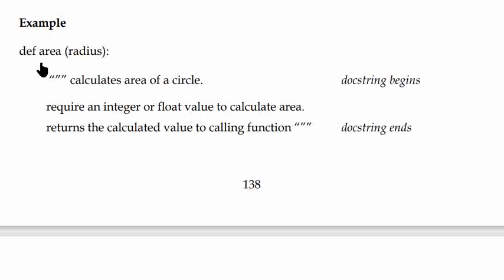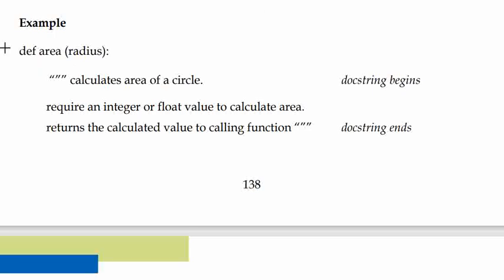Example. Here a function is defined. The name of the function is area, and the argument is radius, colon. Calculates the area of a circle. Docstring begins. Requires an integer or float value to calculate the area. Returns the calculated value to the calling function. Docstring ends.